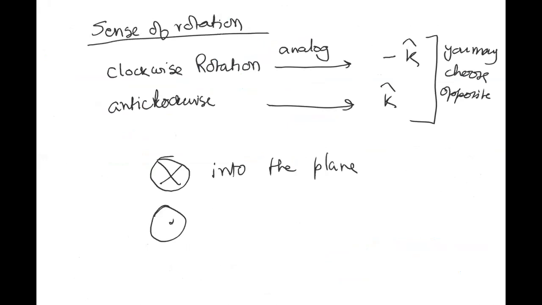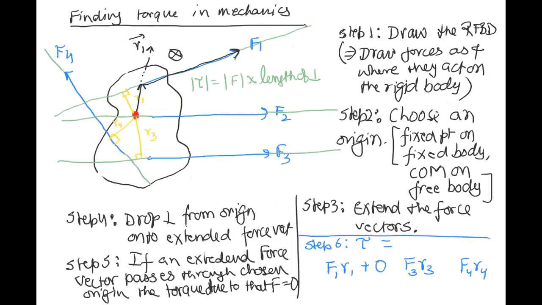This means out of the plane. Right? Basically, you can imagine this is an arrow. The arrow is going away from you. You see the feathers at the back of the arrow, and if the arrow is coming towards you, then you see the tip of the arrow. So the torque must be in this direction.